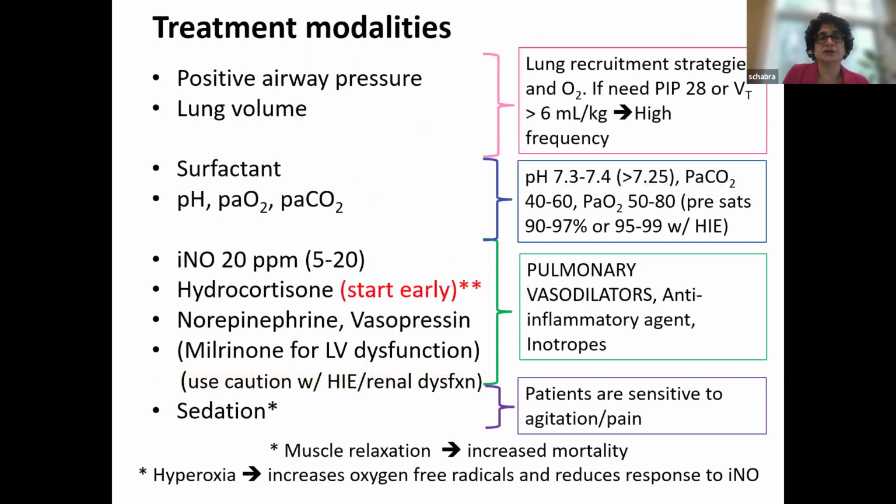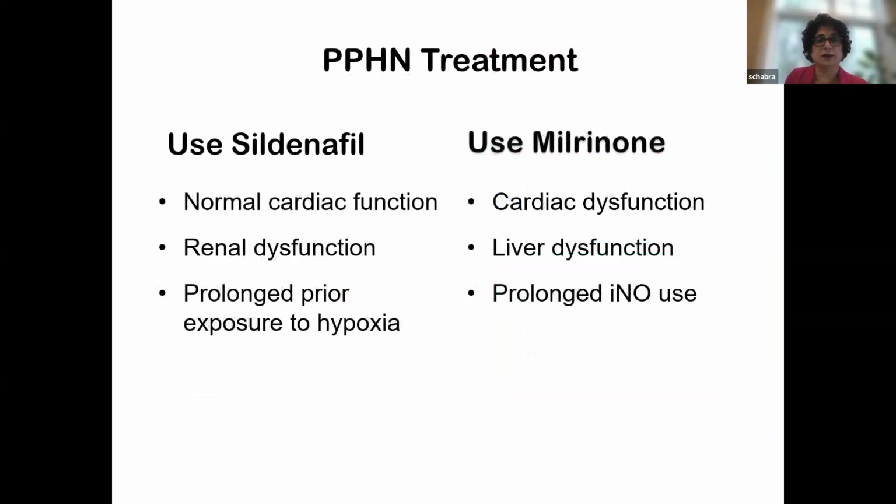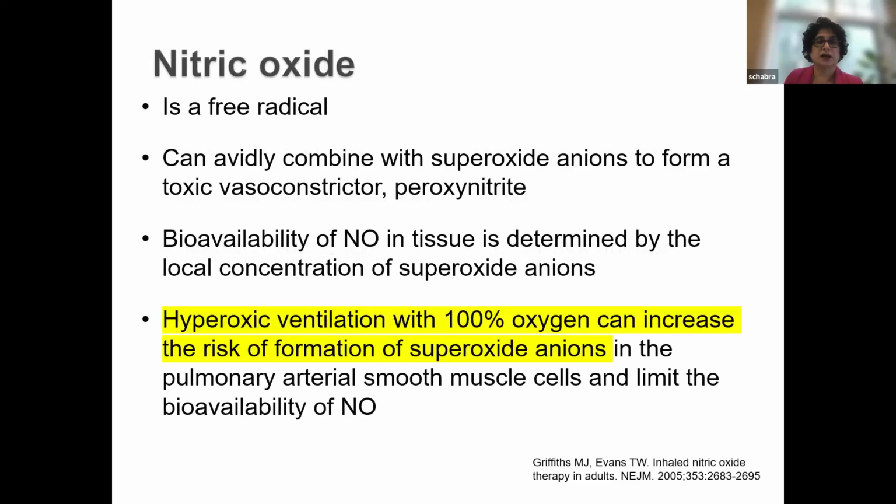So treatment is positive airway pressure, improve the lung volume, give surfactant, improve metabolic acidosis, use inhaled nitric oxide from 5 to 20 parts per million, start hydrocortisone early, and then, of course, you have your pressors. You use sildenafil if you have normal cardiac function, and milrinone if there is cardiac dysfunction. And we can talk about sildenafil another day. It's almost time. So nitric oxide is a free radical.